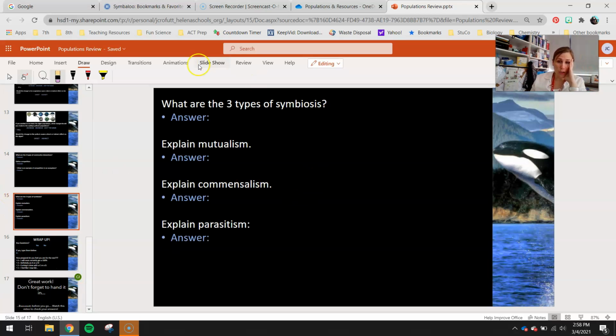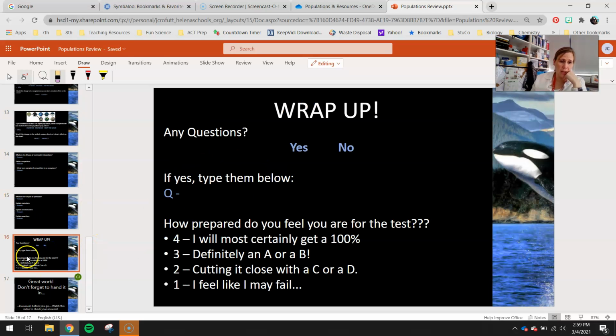Okay, and then what are 3 types of symbiosis? Again, that was from our notes just yesterday. So go ahead and tell me those. Oh, hey, look, they're all right there. Okay, so go ahead and define those. And then really that wraps it up. I'm not going to go through a whole lot of examples with the symbiosis with you. If you know what they are, you're going to be able to identify them.